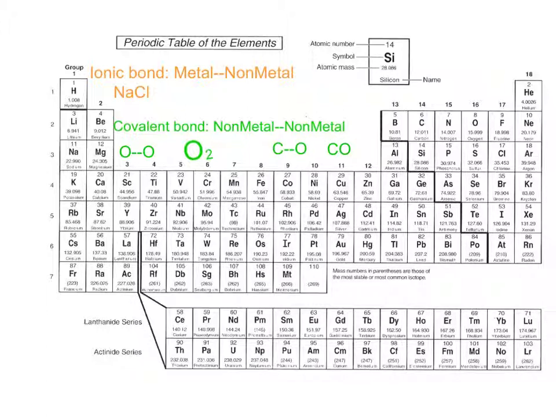Now, when we have carbon and oxygen, for instance, we still have two non-metals because they are located to the right of the dark line. So this is still a covalent bond, but because it's not the same element with itself, it's going to be called a polar covalent bond.